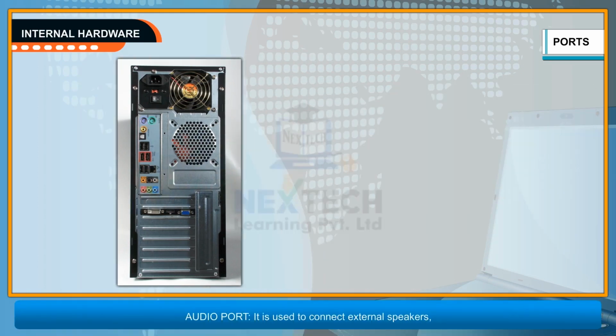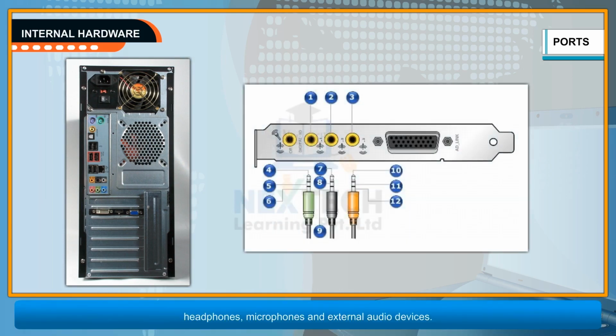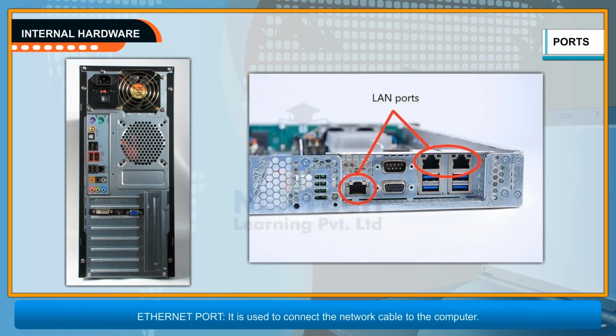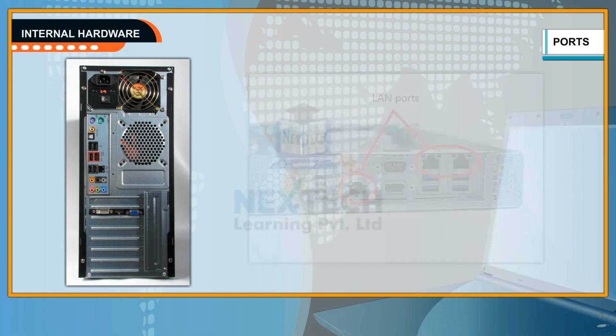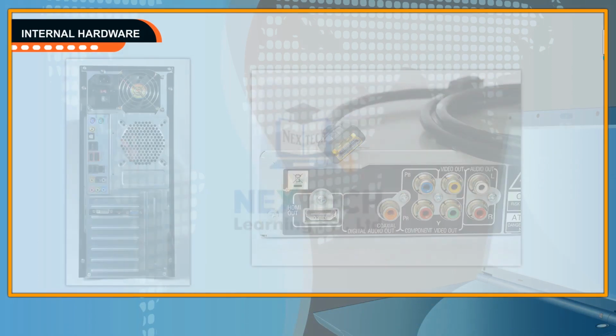Audio port. It is used to connect external speakers, headphones, microphones and external audio devices. Ethernet port. It is used to connect the network cable to the computer. High Definition Multimedia Interface (HDMI). This port is used to carry high-definition audio and video files.